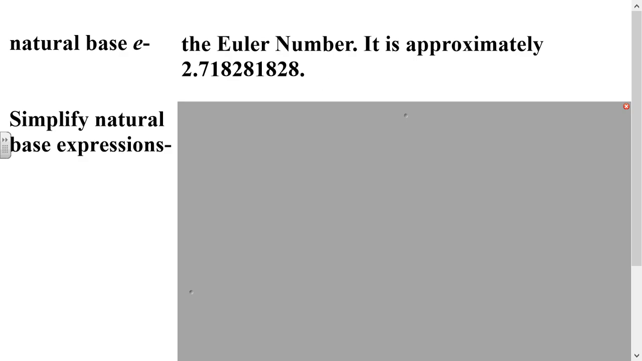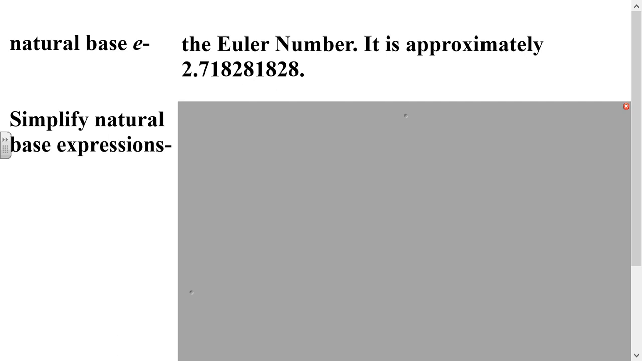So first of all, the natural base e is the Euler number. And I know it looks like Euler, but it's actually pronounced Euler. And it's approximately equal to 2.718218228. And so you can kind of see after the 2.718 it goes 28128, and so it just keeps repeating.